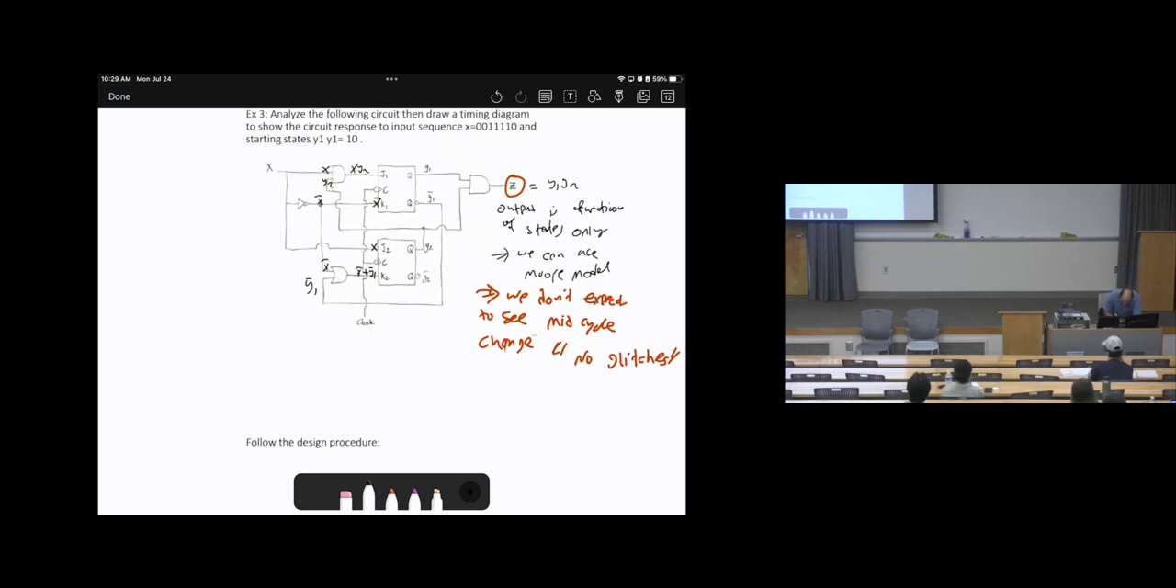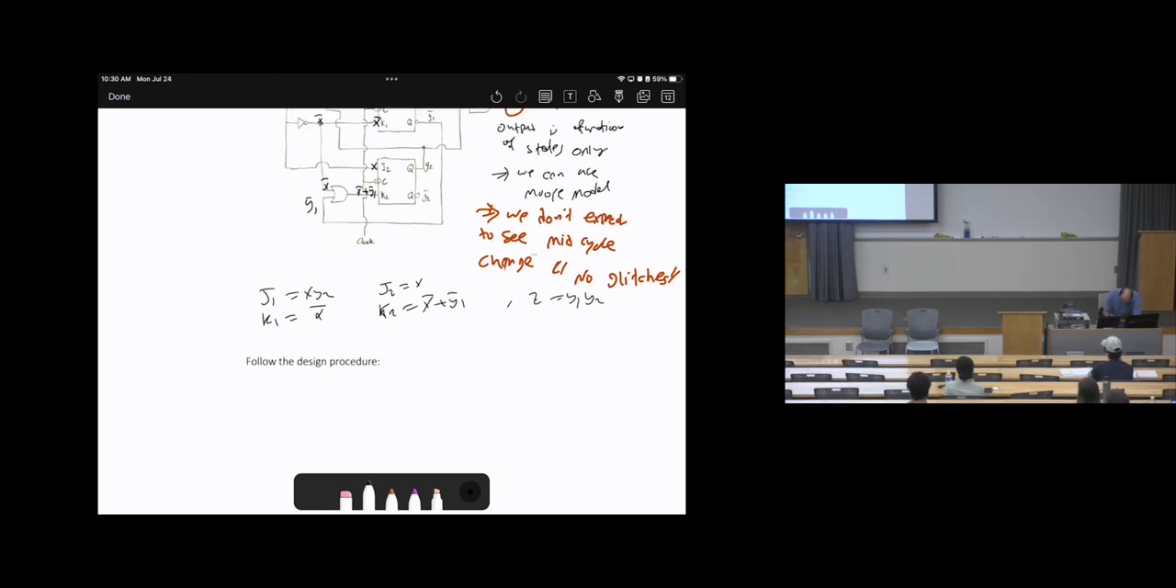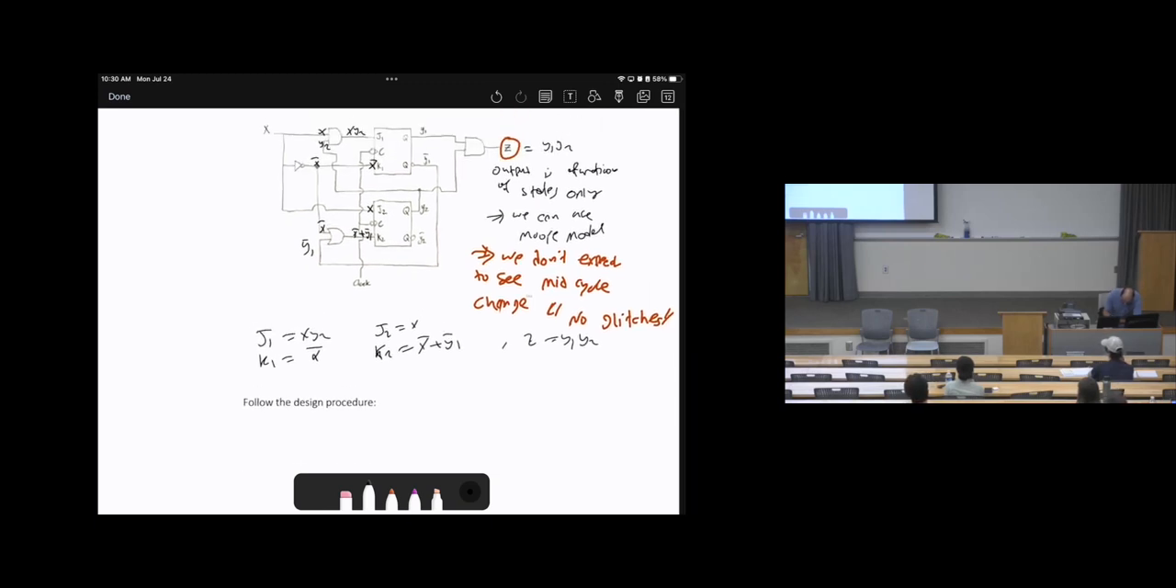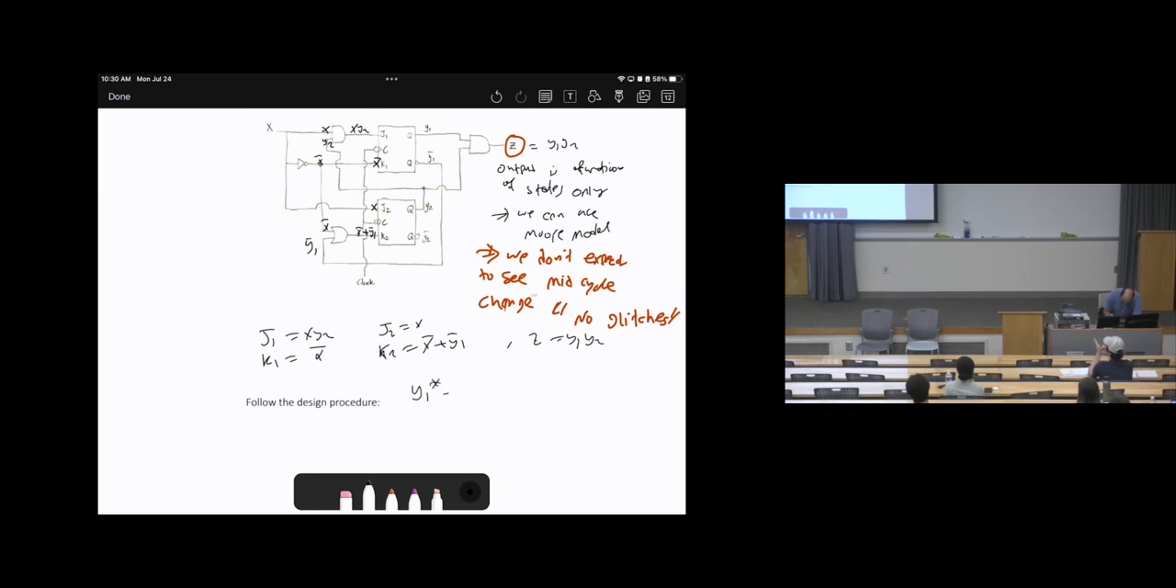We have J1 as x y2, K1 as x bar. Then we have J2 as x, K2 as x bar plus y1 bar, right? Then we have Z as y1 y2. So how can we make the analysis? Let's recall they are JK flip-flops. So with respect to y1, we can say y1 star is J1 y1 bar plus K1 bar y1, right?